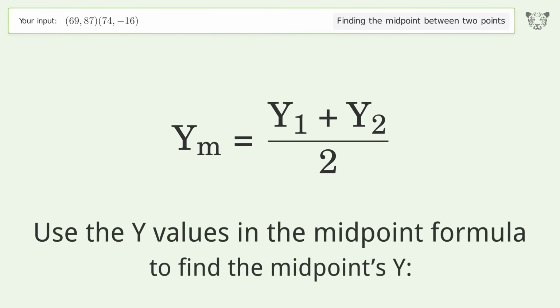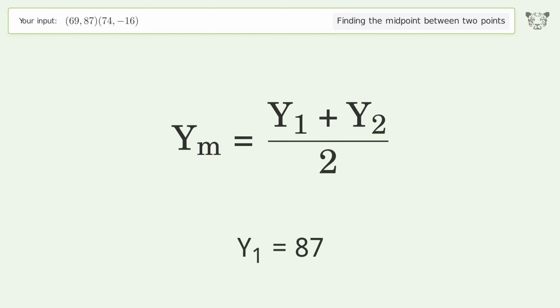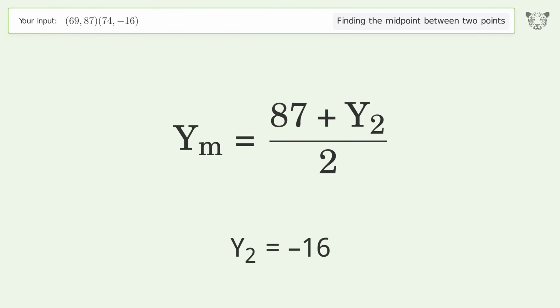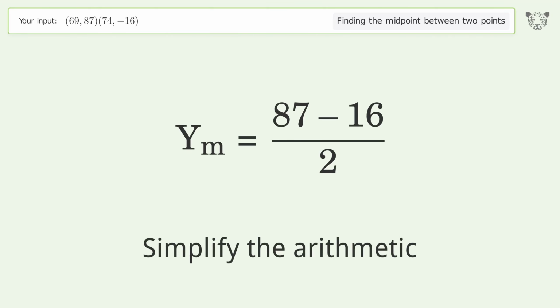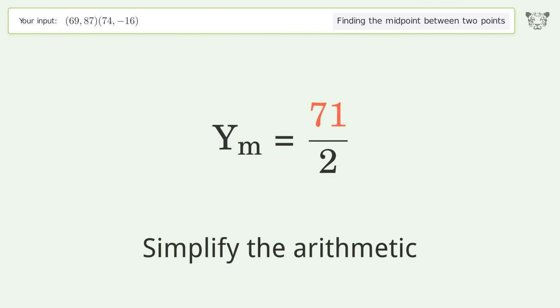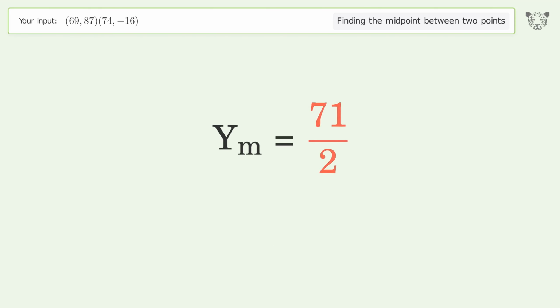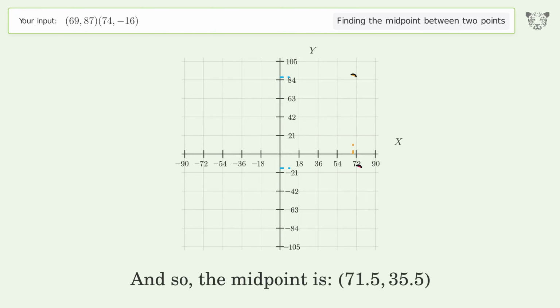Use the y values in the midpoint formula to find the midpoints y. y1 equals 87. y2 equals -16. Simplify the arithmetic. And so, the midpoint is 71.5, 35.5.